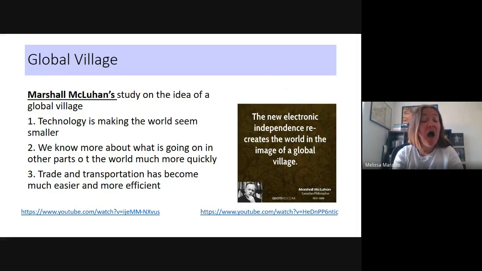I love it. Number two, we know more about what is going on in other parts of the world, much more quickly. And that's why I was talking about George Floyd. And number three, trade and transportation has become much easier and more efficient.